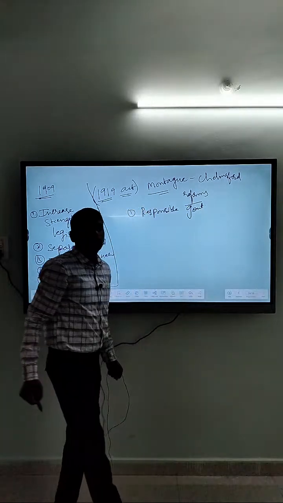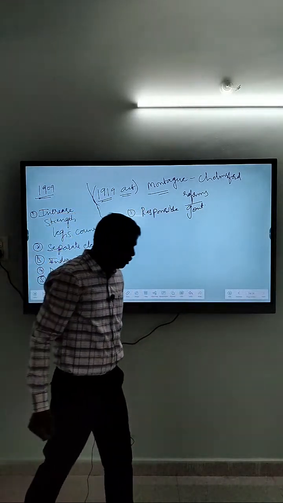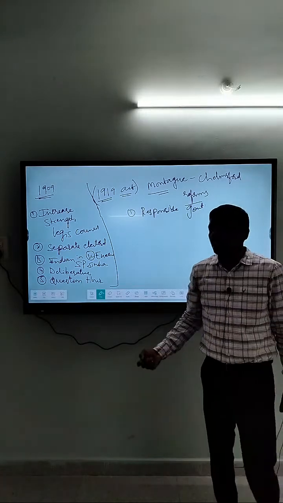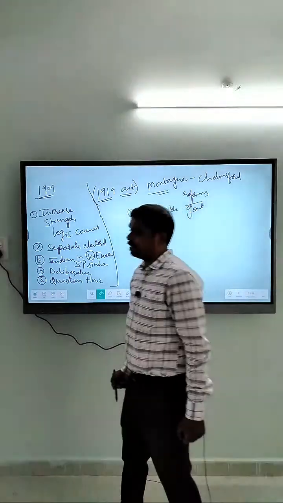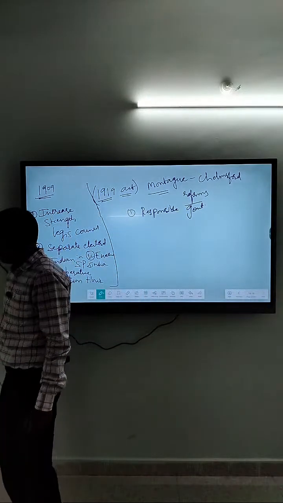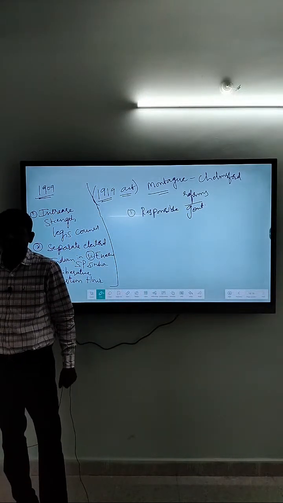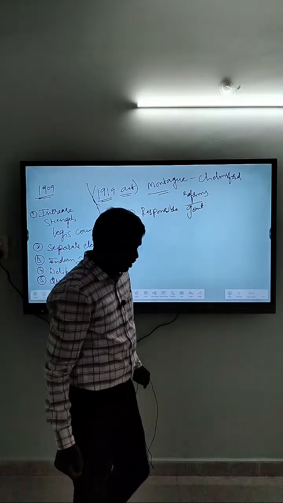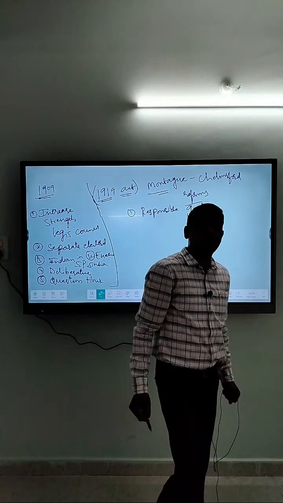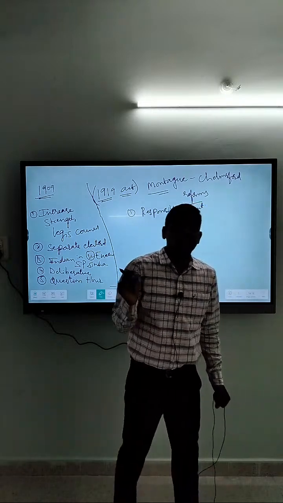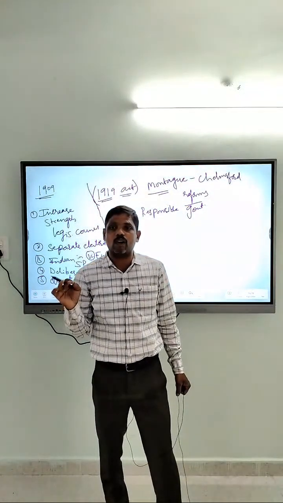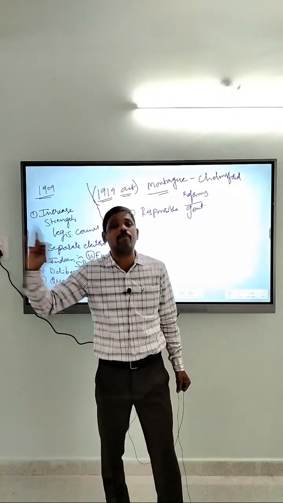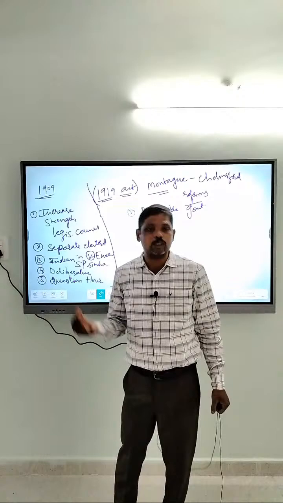What do you mean by responsible government? What do you understand by responsible government? Responsible government means a government that is always answerable and accountable to the people. That is what responsible government is.